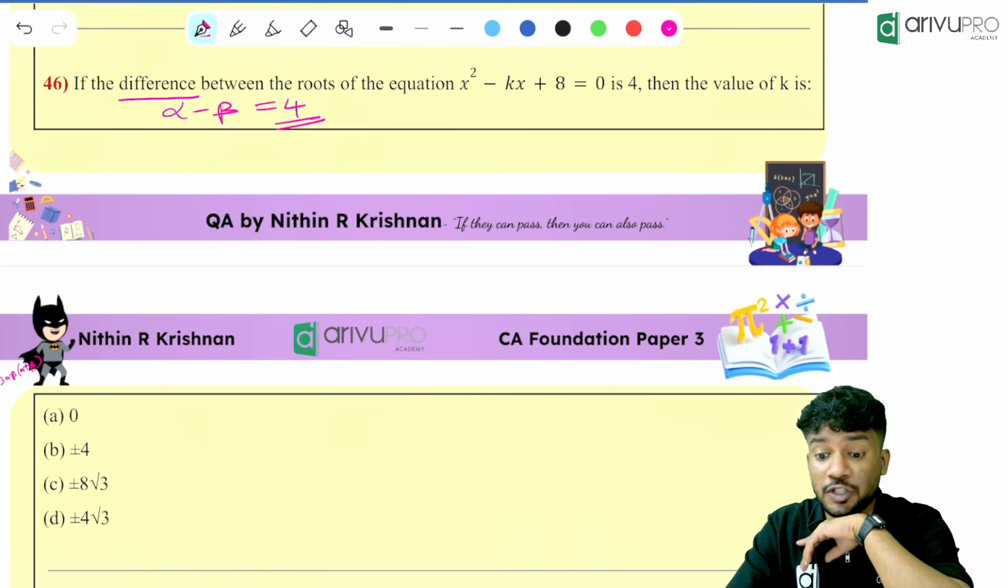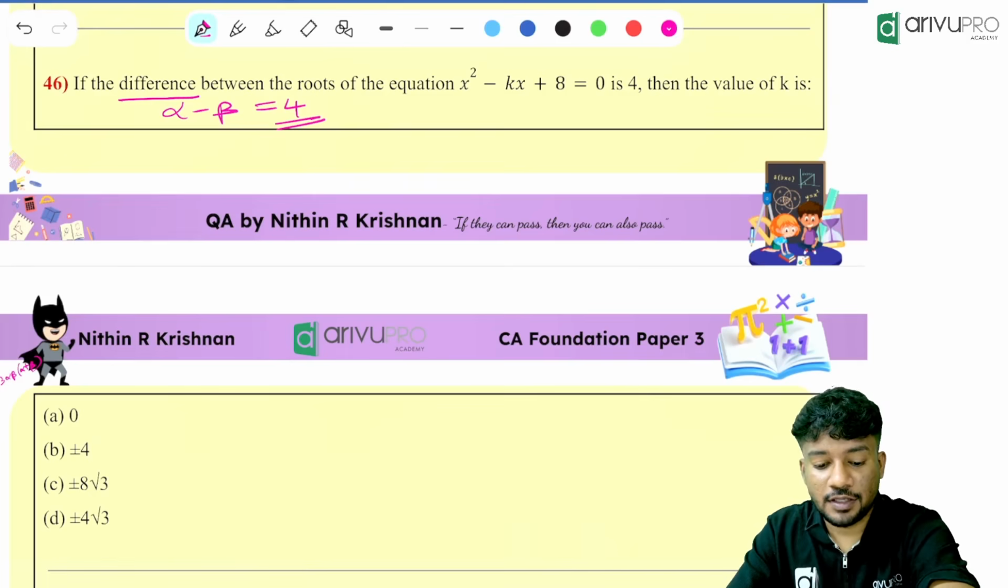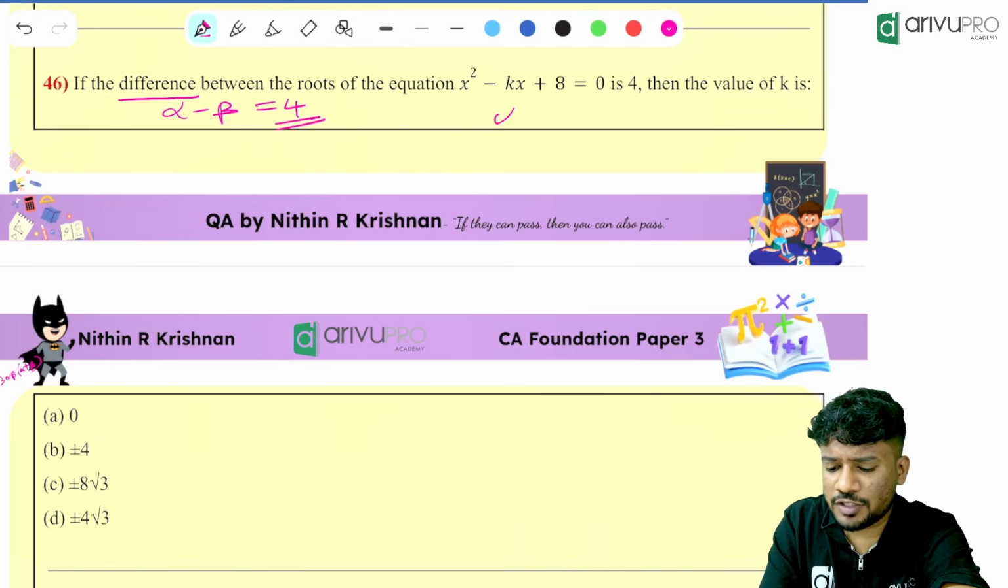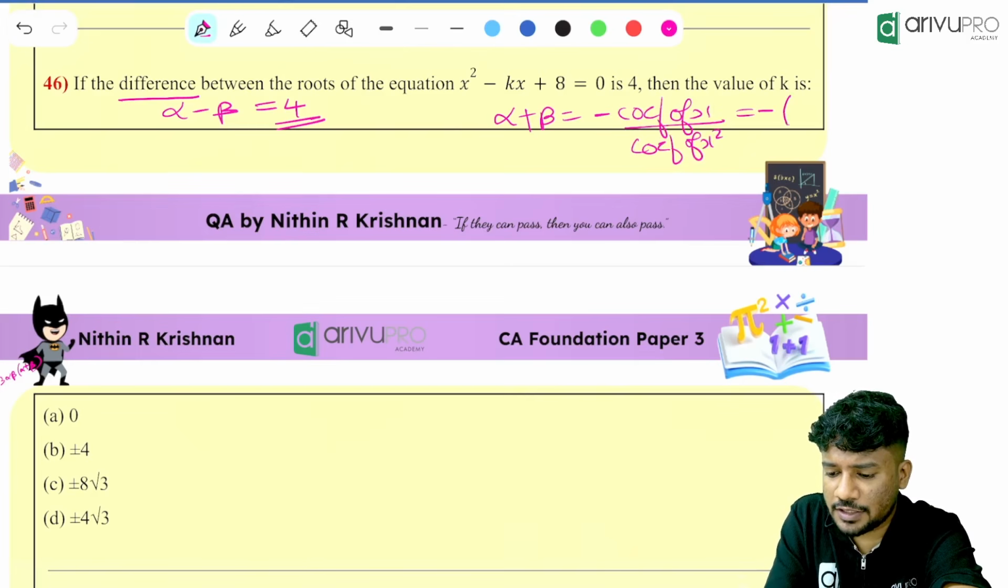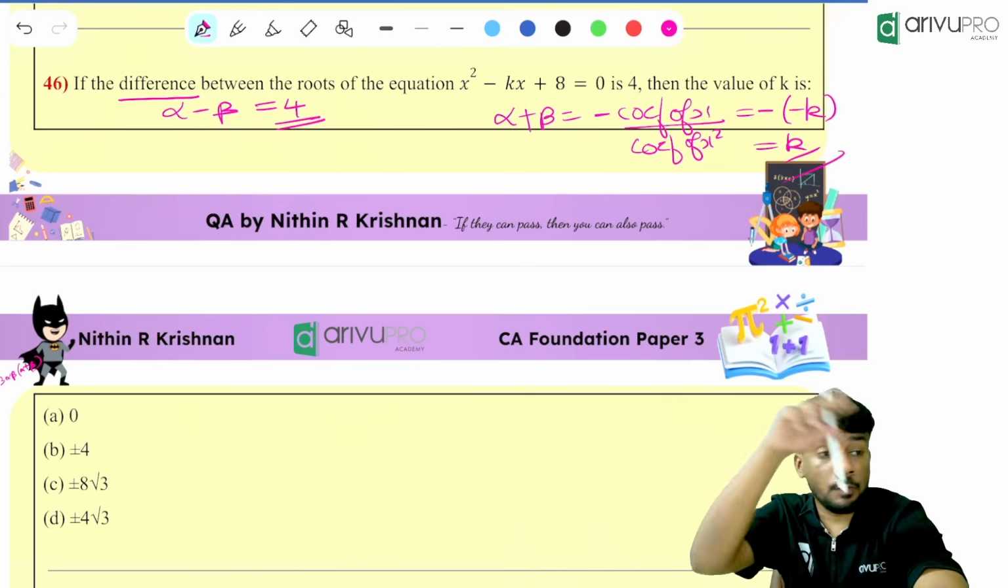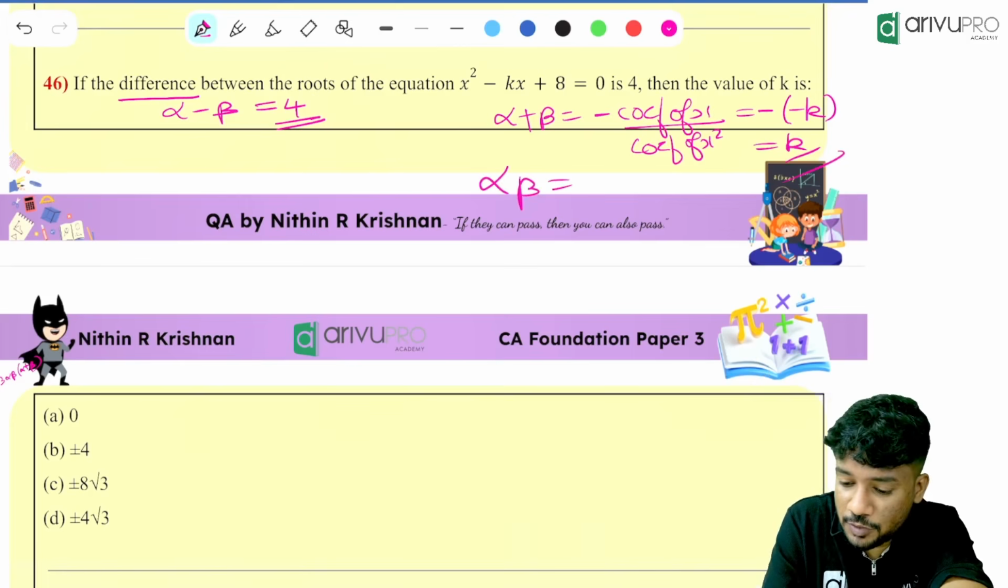Alpha minus beta is equal to 4. Then find the value of k is the question. How can you find k? Now my question is, sum of the root is how much? Alpha plus beta is nothing but minus coefficient of x divided by coefficient of x square, which is nothing but minus of minus k divided by 1. It will become k. So sum of the root is k.